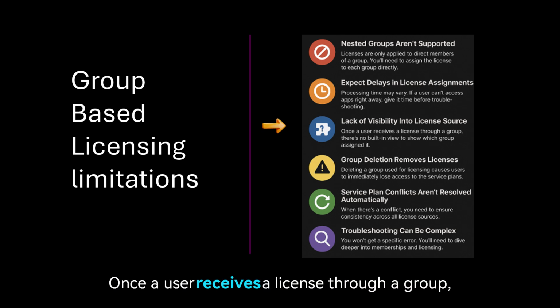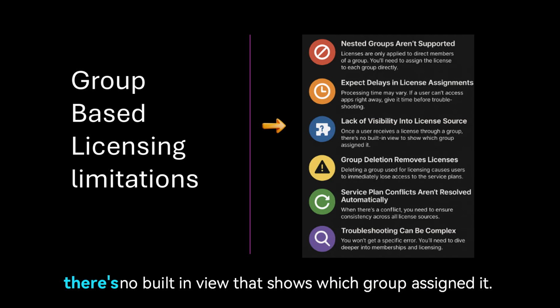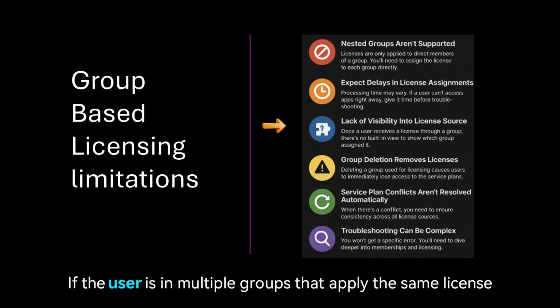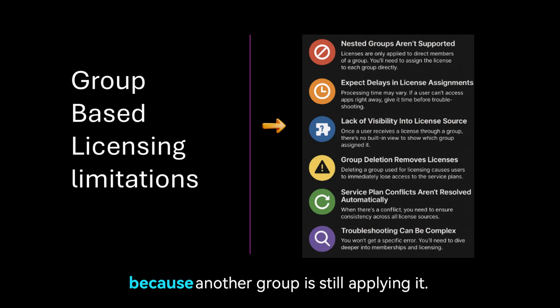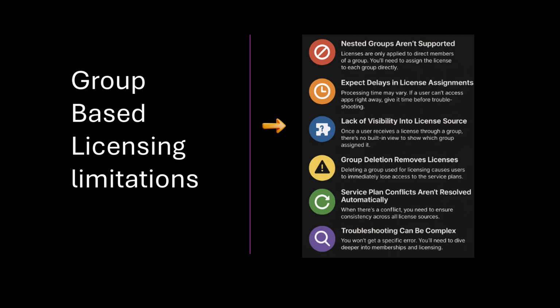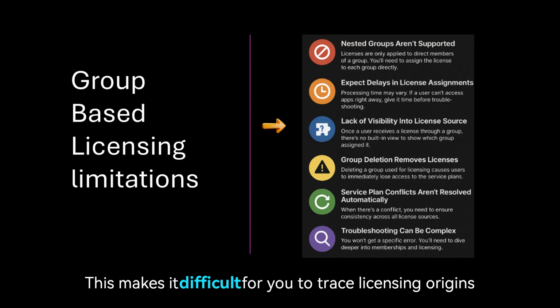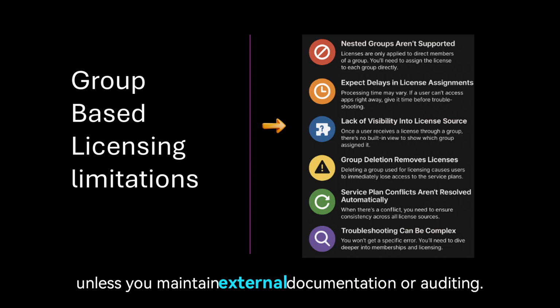Once a user receives a license through a group, there's no built-in view that shows which group assigned it. If the user is in multiple groups that apply the same license, and you remove one, the license may still appear assigned, because another group is still applying it. This makes it difficult for you to trace licensing origins unless you maintain external documentation or auditing.